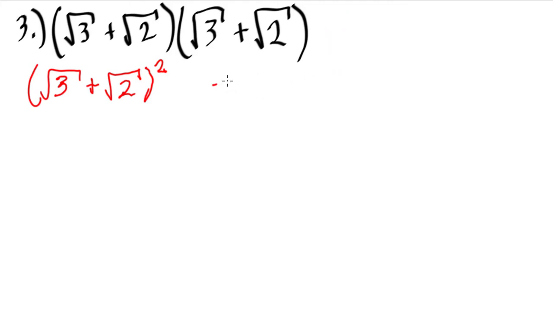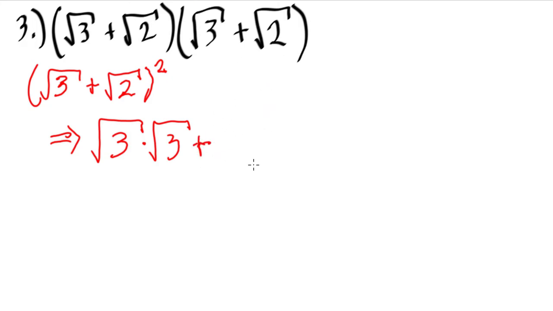I'll use this spot here, or here, so that the space will be bigger. So what we'll have is square root of 3 times square root of 3. That's for the first. Outer: square root of 3 times square root of 2. So that's going to be a plus. There's no negative here, so let's use the plus. Square root of 3 times square root of 2.